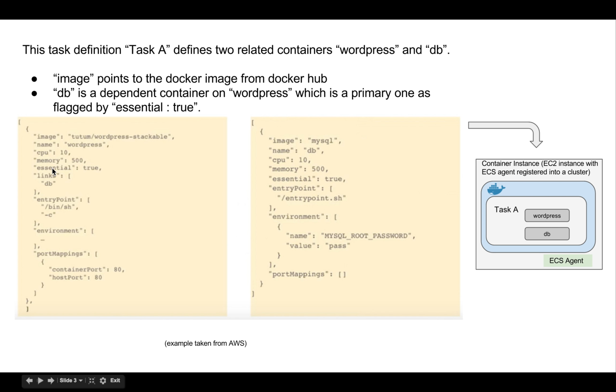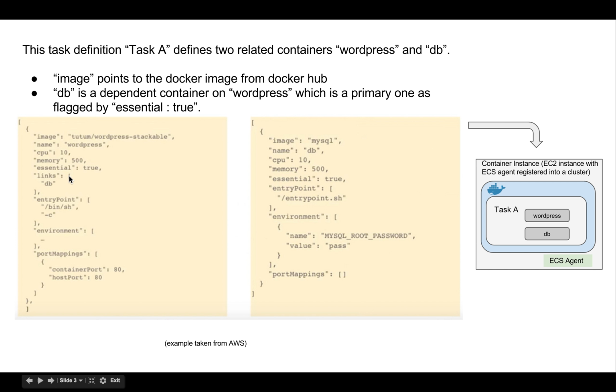This particular term, essential equal to true, basically is telling ECS that if this container dies, don't bother, just shut down the container instance and create a new one. So essential true represents the essence, the importance of this container.